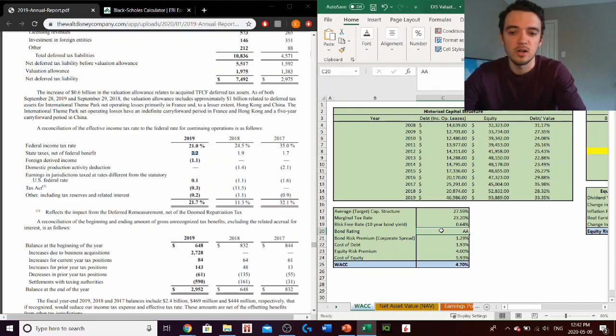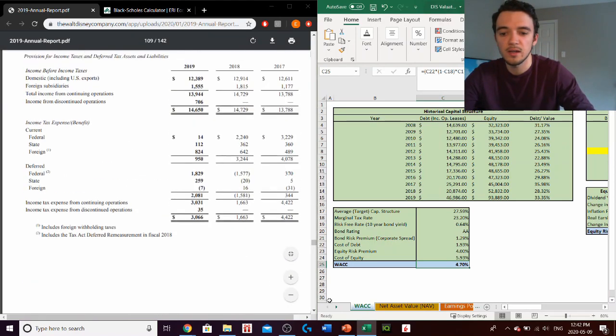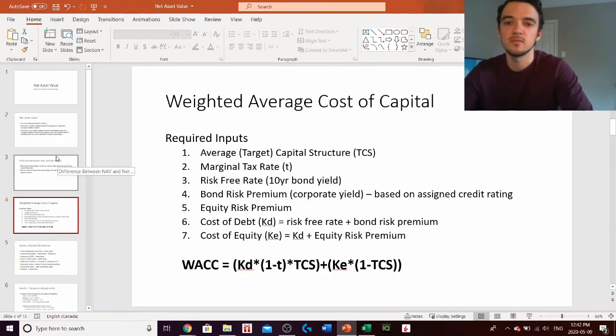So that comes out to a cost of debt of 1.93%, an equity risk premium of 4%, which leads to a cost of equity of 5.93% when you add the 1.3 and the 4. So after putting it into the WACC formula, you get a WACC of 4.7%. So now I'm just going to switch back to the PowerPoint to go over some more of the inputs for the model.